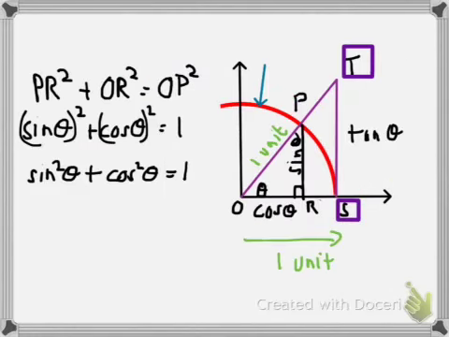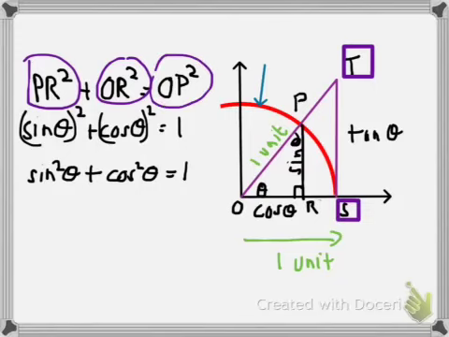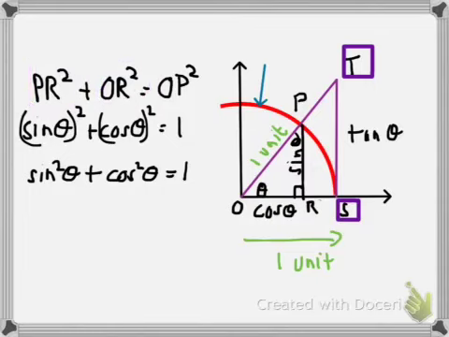So I've got my sine theta and my cosine theta. We'll go back to the tan theta bit in a moment, but if you notice, one unit here is called the hypotenuse, and we've got our cosine theta and our sine theta. Pythagoras' theorem says that the length PR squared plus the length OR squared equals the hypotenuse OP squared. Can you see that? We know that PR is sine theta, OR is cosine theta, and the hypotenuse OP is 1. Therefore sine theta squared plus cosine theta squared equals 1.